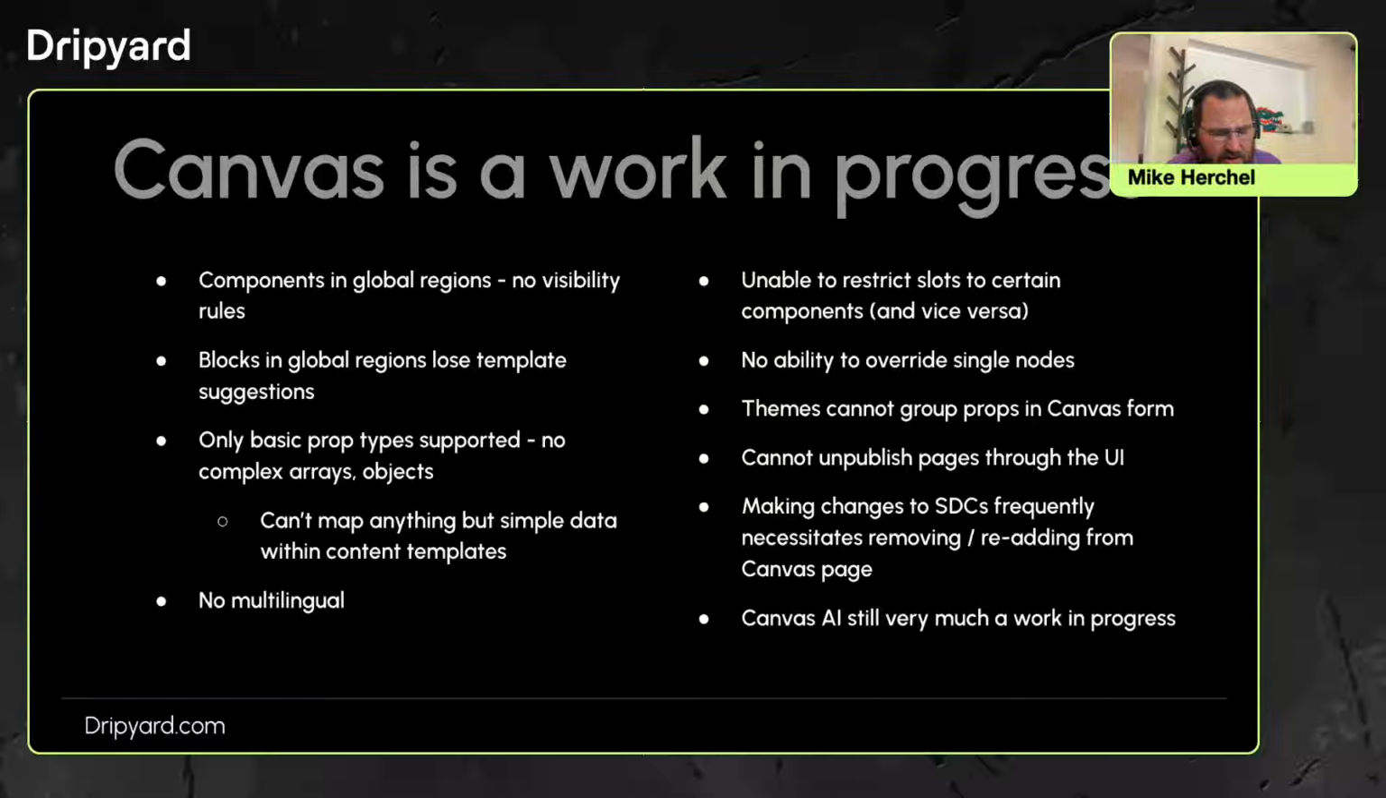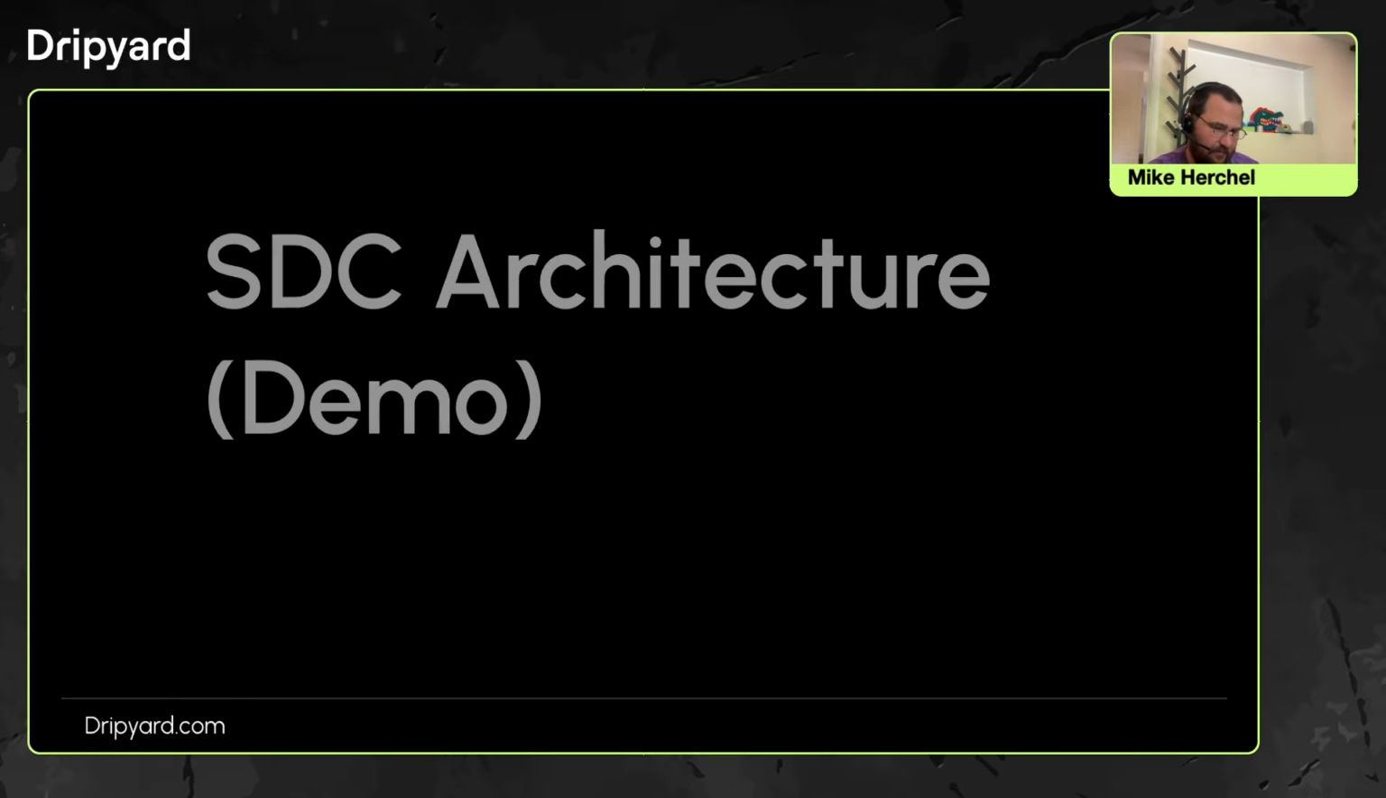And there are just some various usability things. Canvas can't group props. Right now, we cannot unpublish pages through the Canvas UI. There's a little bit of funkiness where, if you make changes to your components, in certain cases that can necessitate removing the component from your content and then re-adding it. And AI is still very much a work in progress for all of that.